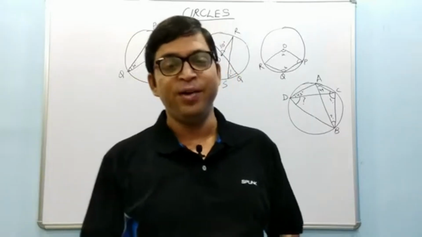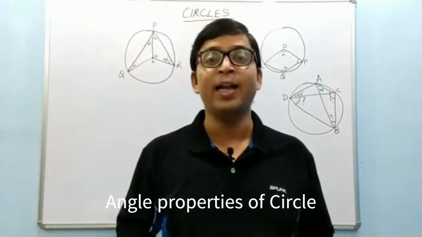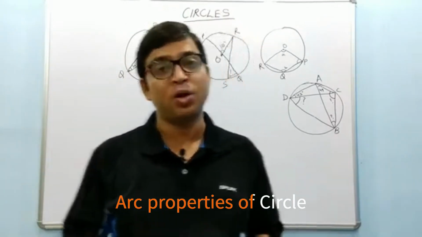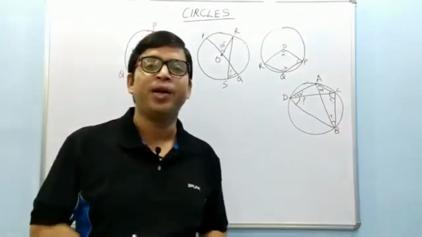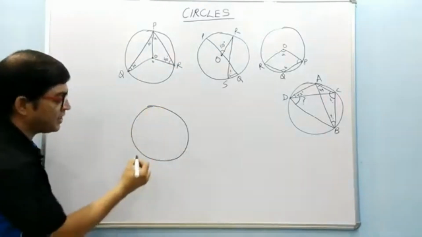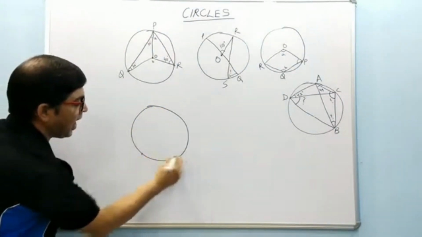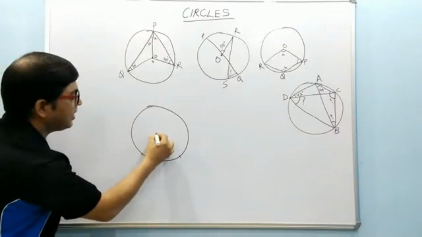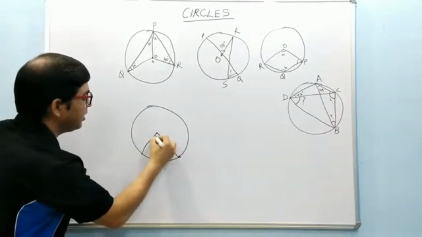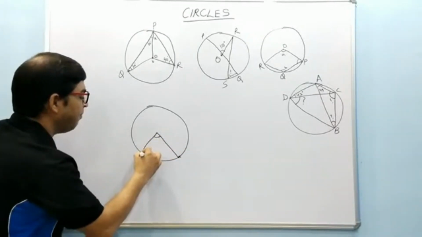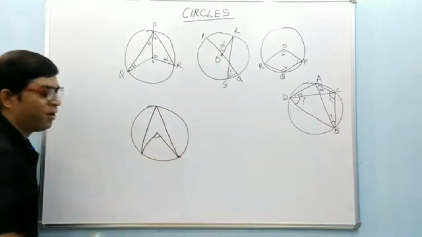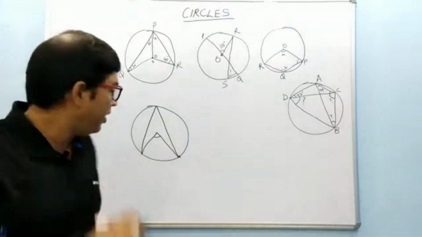Hello friends, we will see today angle properties of circle, also known as arc properties of circle. The very important first property I am going to discuss is, you just understand like this: angle made by any arc, this is arc, at the center of circle is double the angle made by the same arc in the remaining part of circle. Hope you are understanding.